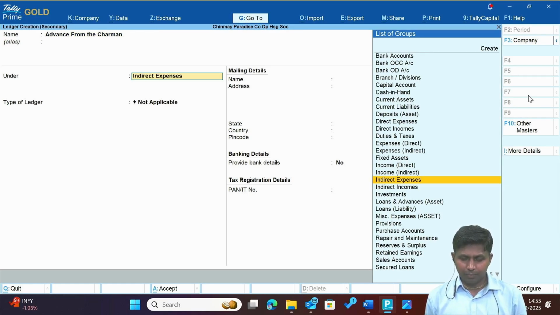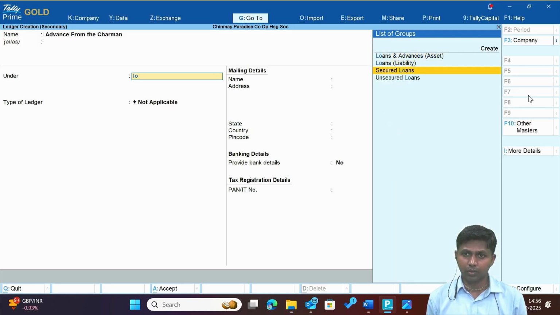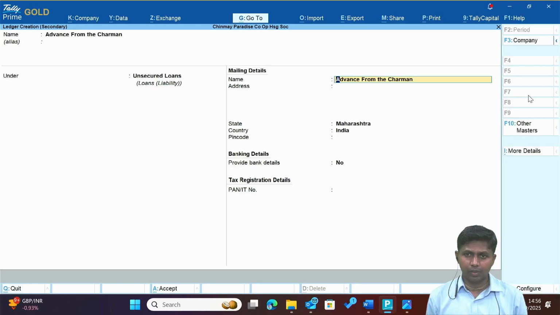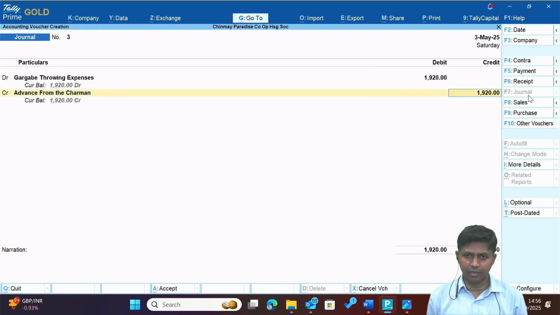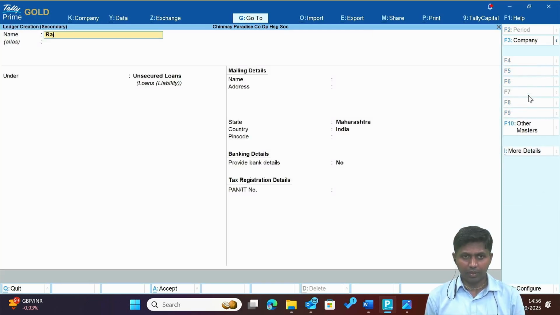Advance from the chairman will be recorded under either current liabilities or loans, correct? Unsecured loans, and then after that just accept the ledger. You can pass like this also. If you want to track whose advance this is, against whose bill the chairman paid, then here you can create that party account also.